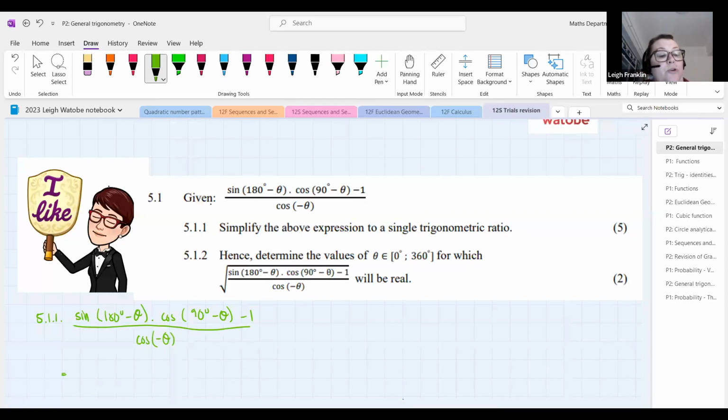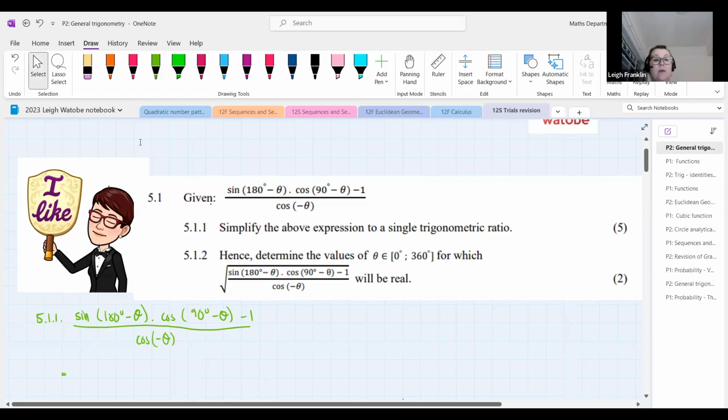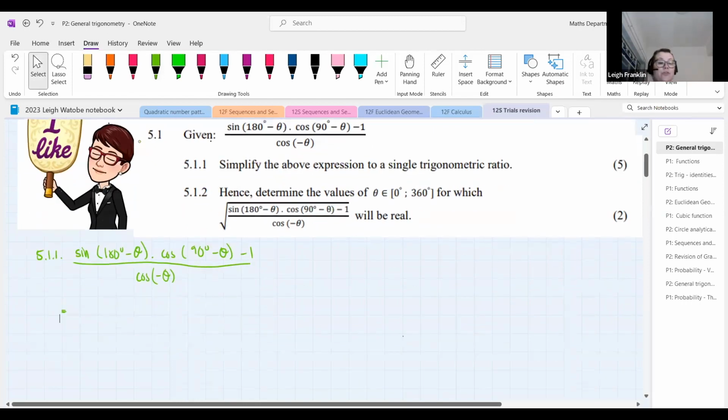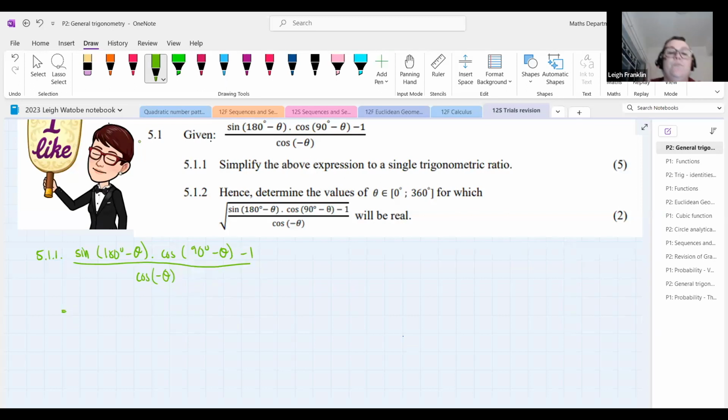All right, so there are two terms in the numerator. Sine 180 minus theta times cos 90 minus theta is the first term, and the minus 1 is the second term. So what are we going to do with sine 180 minus theta? How are we going to reduce that? What would it reduce to? So think about your grade 11 reduction formulae.